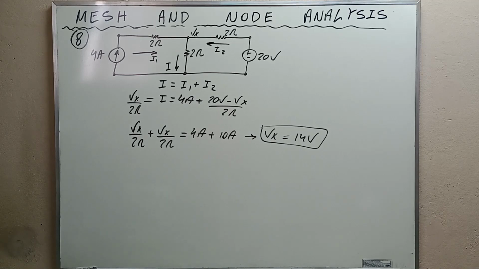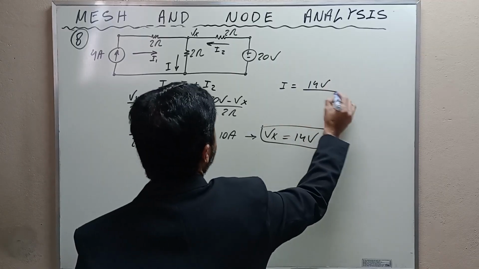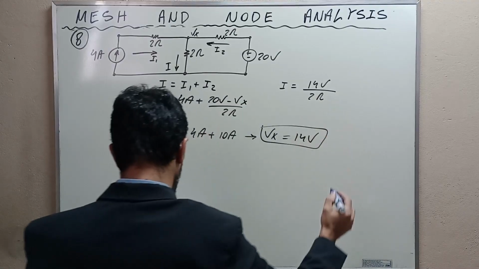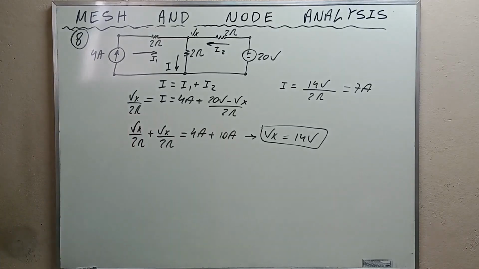Finally, we can calculate the value of I. The value of I is simply Vx 14 volts divided by 2 ohms, and this is precisely 7 amps, okay? And this is all the exercise wanted from us. The exercise wanted us to calculate the value of the current and the value of the current is 7 amps. Okay, my friends, this is all for exercise number 8. Let's go to the next. Let's go to exercise number 9.